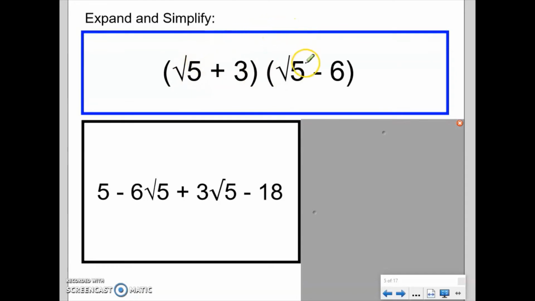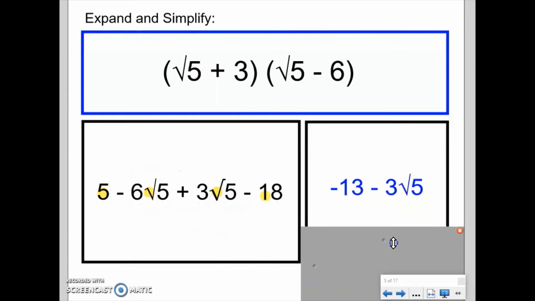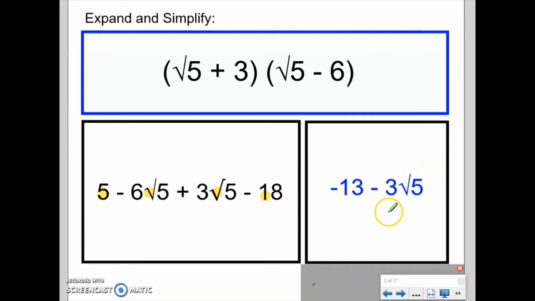Root 5 times root 5 is just 5 because the root signs cancel. Root 5 times negative 6 is negative 6 root 5. 3 times root 5 is 3 root 5. And 3 times negative 6 is a negative 18. So then I'm left with 5 minus 18, which is negative 13, and minus 6 root 5, add 3 root 5, which would give me minus 3 root 5. So I could put my answer together to look like that. So again, this is my answer after I've expanded and simplified this set of brackets.